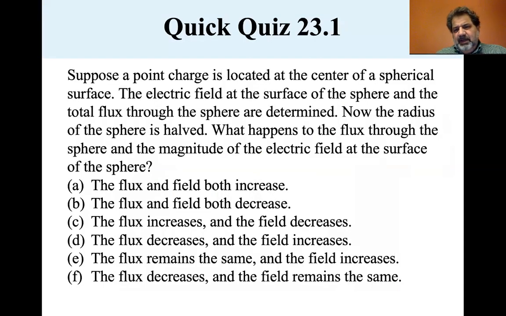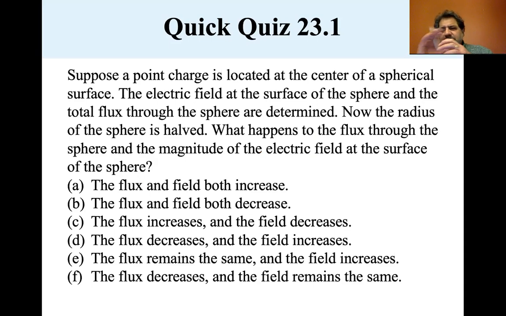Okay, let's suppose a point charge is located at the center of a spherical surface. The electric field at the surface of the sphere and the total flux through the sphere are determined. Now the radius of the sphere is halved. What happens to the flux through the sphere and the magnitude of the electric field at the surface of the sphere?